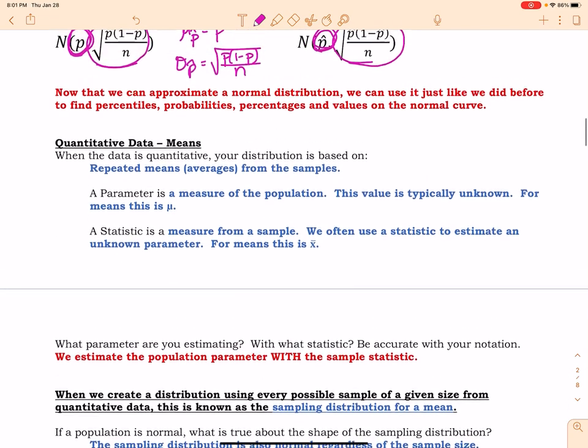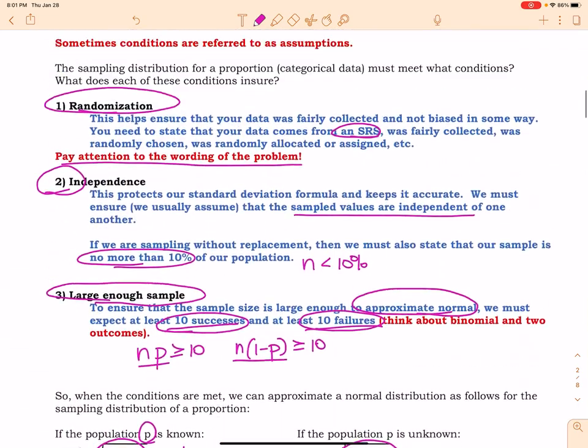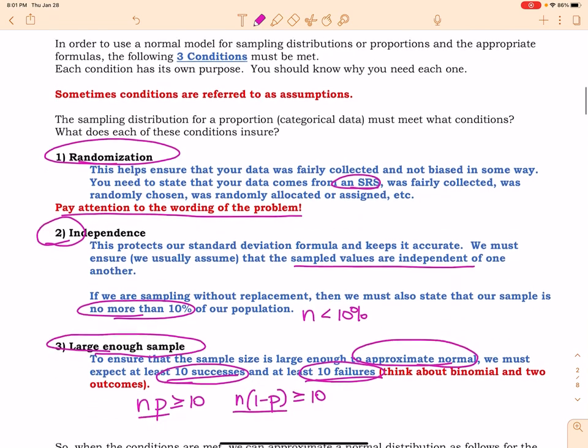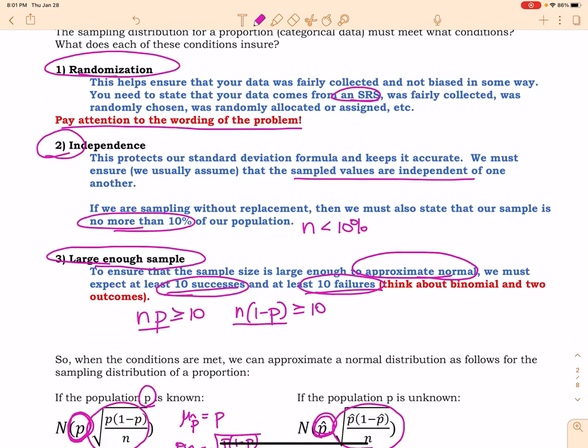Okay, so that pretty much clears up just a general information video about sampling distributions for proportions. We're also going to have a video on quantitative data.